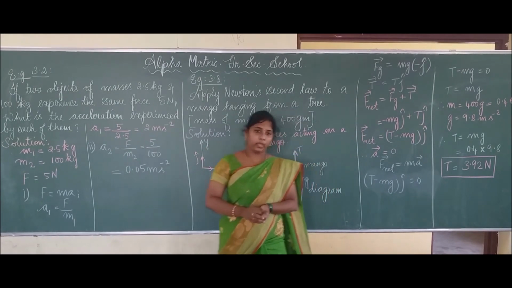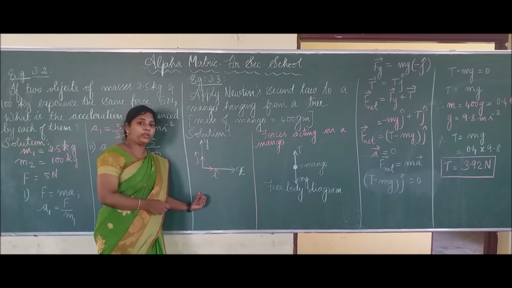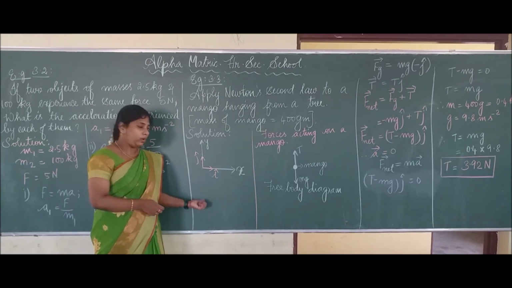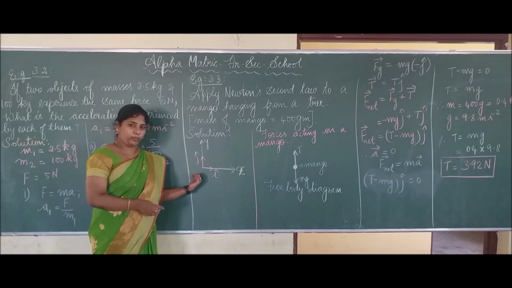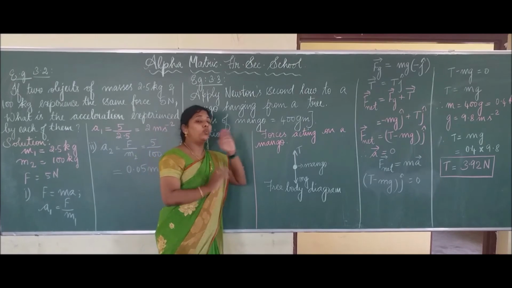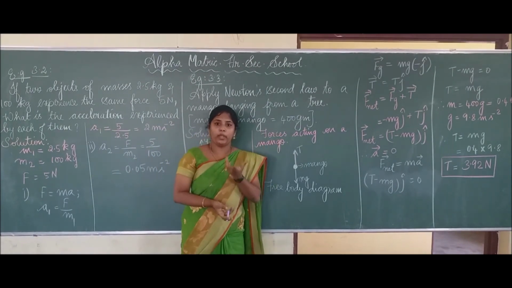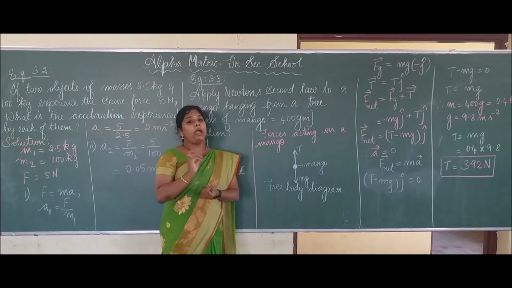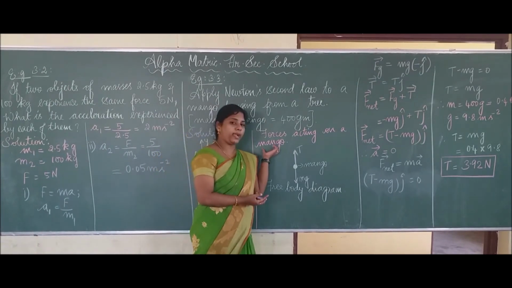j cap. In case of the negative y direction, we apply the unit vector of minus j cap. For the negative x direction, we apply the unit vector of minus i cap. Before doing the problem, first we should analyze what forces are acting on the body, that is, on the mango.